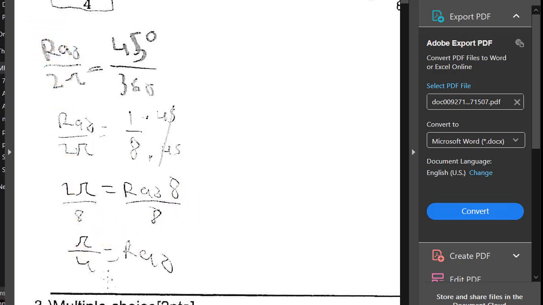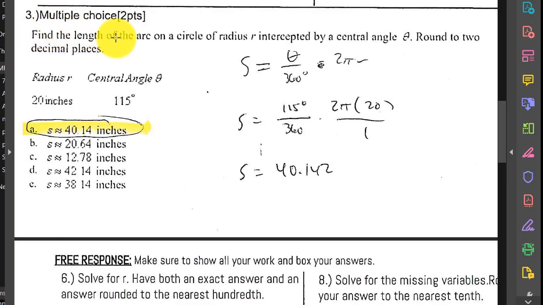Good. Question number 3 says, find the length of the arc of a circle of radius r intercepted by the central angle, round to 2 decimal places. So the formula we have is the arc length s is equal to theta over 360 times 2 pi r. Theta represents the central angle, so that's part over whole times the arc. This is the circumference, so basically if we think about it, you're getting a portion of the whole circumference.